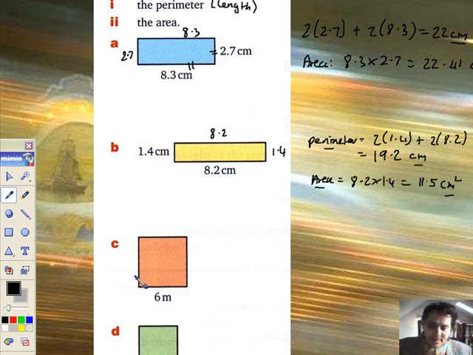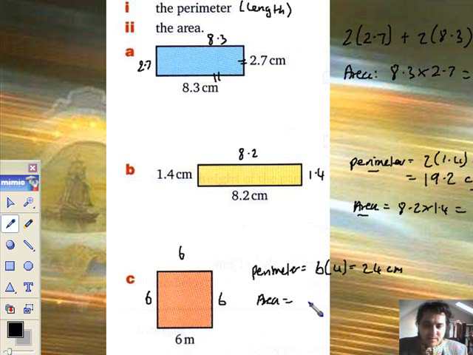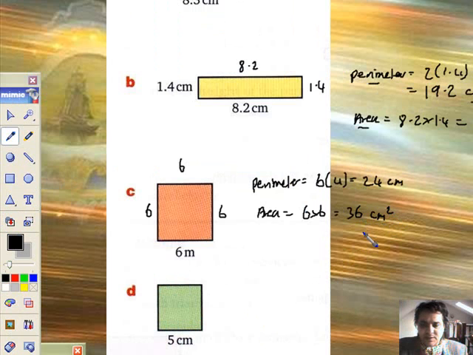Now here we've got squares. Now if you've got a square, all the lengths around the edge are exactly the same, so these are all 6s. So the perimeter is going to be straightforward. It's going to be 6 lots of 4 or 4 6s, either way 24 centimetres, and the area is going to be, well, the length times the height, which is 6 times 6, otherwise known as 36 centimetres squared.